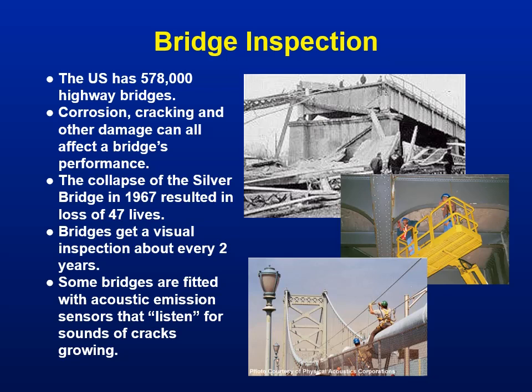578,000 highway bridges. Corrosion, cracking and other damage can all affect a bridge's performance. The collapse of the Silver Bridge in 1967 resulted in loss of 47 lives. Bridges get a visual inspection about every 2 years. Some bridges are fitted with acoustic emission sensors that listen for sounds of cracks growing.